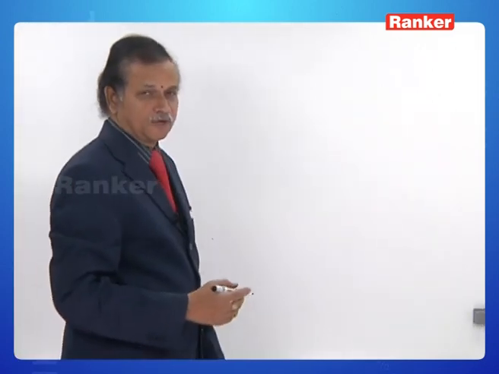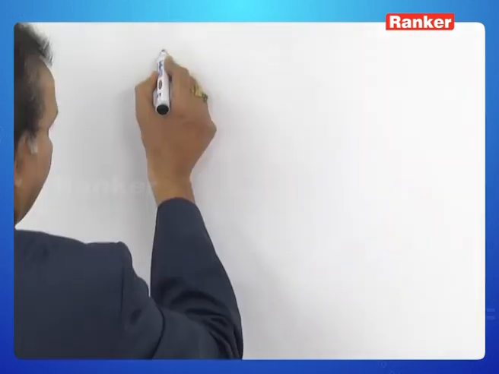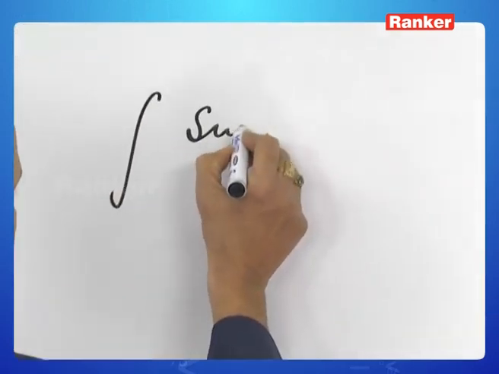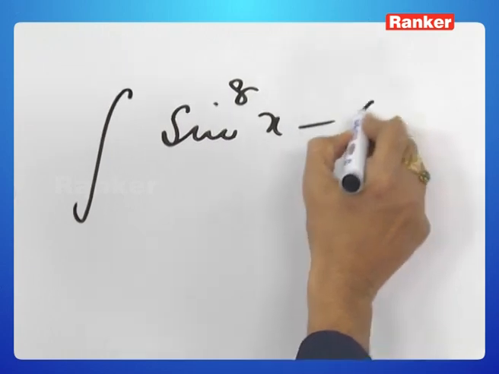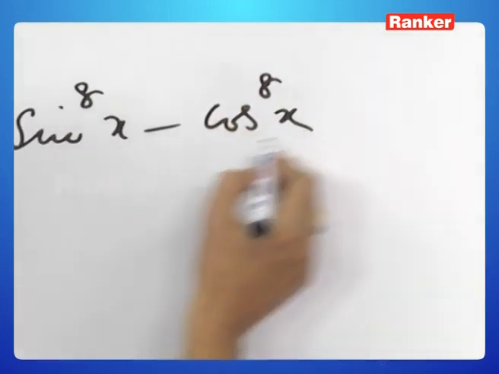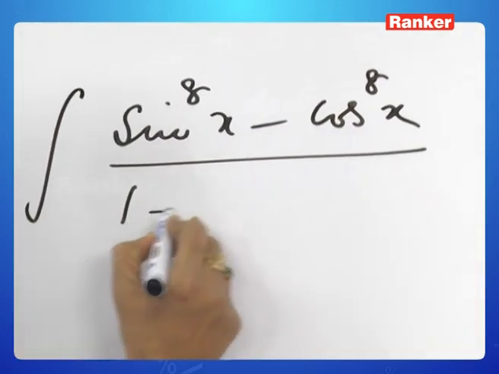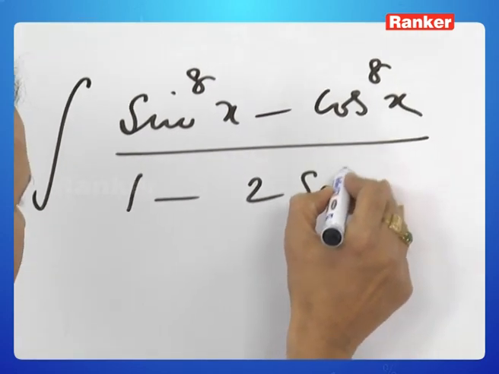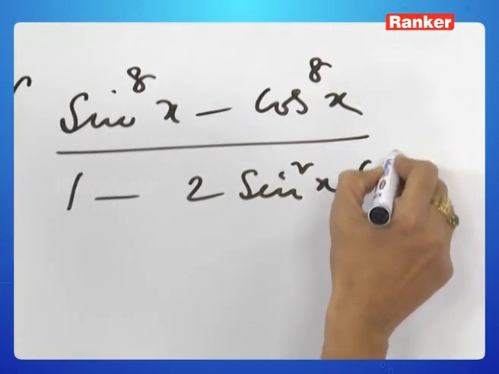Another good problem. Integral of sin power 8x minus cos power 8x by 1 minus 2 sin square x cos square x.